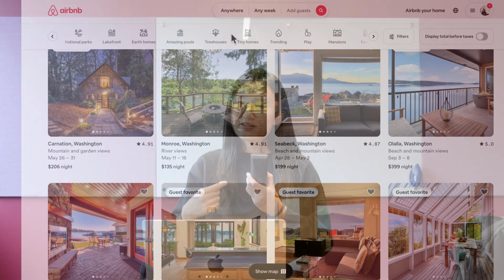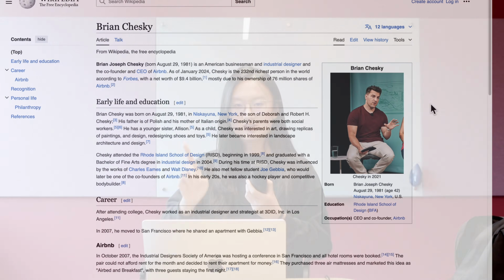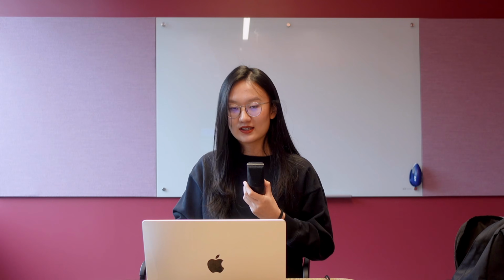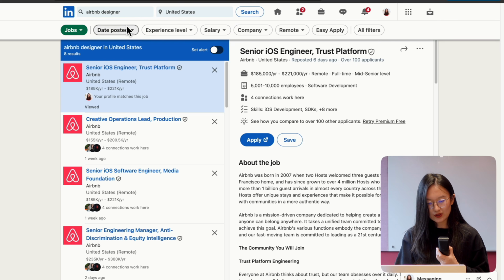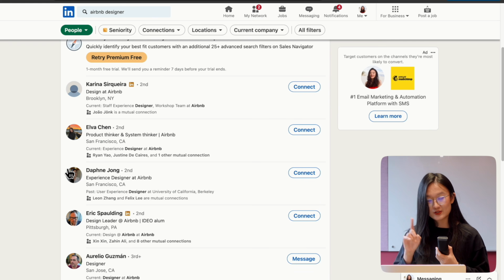The reason that designers at Airbnb have lots of power is because their founder, their CEO, Brian Chesky, is a designer. He came from a design background. He's pretty much the only Fortune 500 CEO that comes from a design background. So I hope one day you're there, another designer CEO. Okay, Airbnb is not hiring designers right now. Oh, looks like at Airbnb, people are called experience designers.